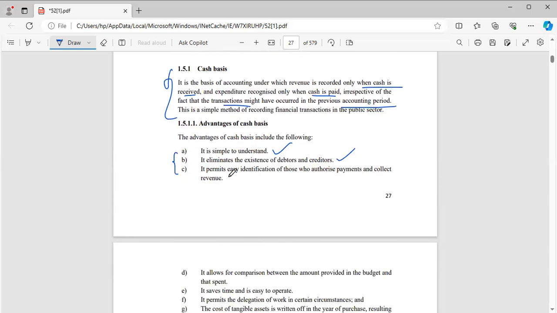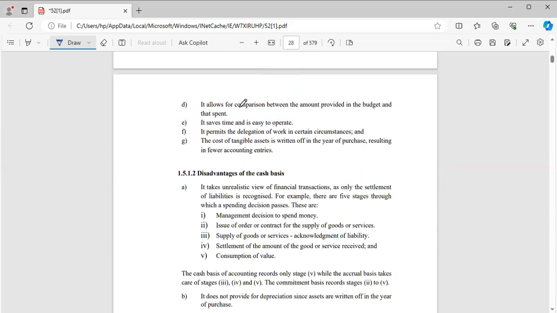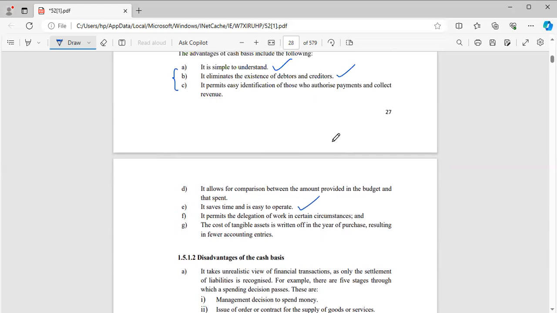All right. So it permits easy identification of those who authorize payments and collect revenue. Yes, since you are only recording when you receive, and you're also recording when you pay money, you are able to know who is authorizing what, who is in charge of what. All right, that's what it means. So you can go through other advantages. It saves time and it's easy to operate. Yes, it saves time and it's easy to operate. I like that for it.